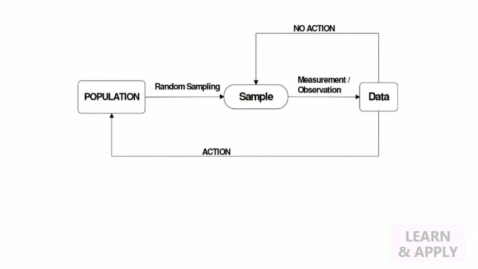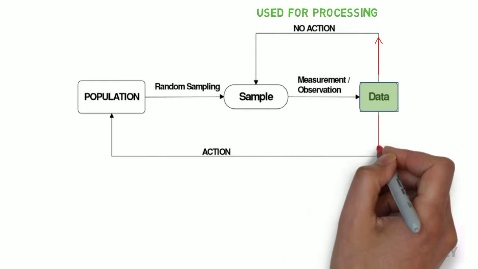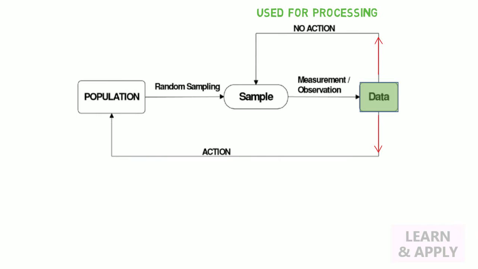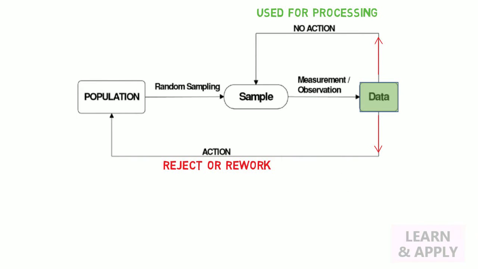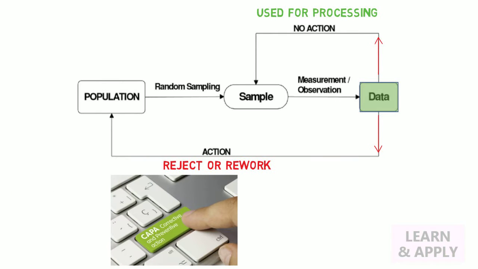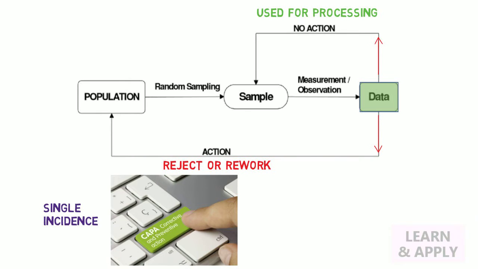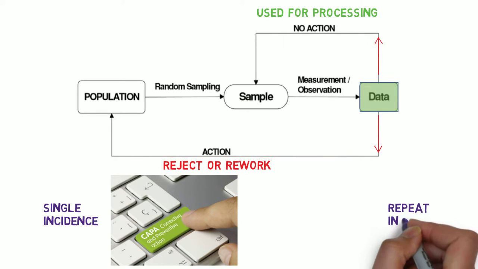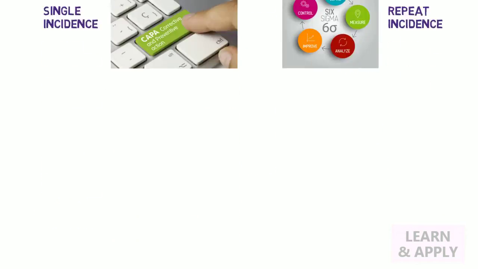To make a judgment about population, we select some samples from it and we measure it based on its characteristics. If it is meeting acceptance criteria, then we use the entire lot for processing. But if it is failed to meet acceptance criteria, then we have to take actions accordingly, that is, reject or rework. This has to be closed loop by taking corrective actions and preventive actions for single incidence and validating its effectiveness. In case if it is repetitive, this is an area where we can initiate DMAIC projects.